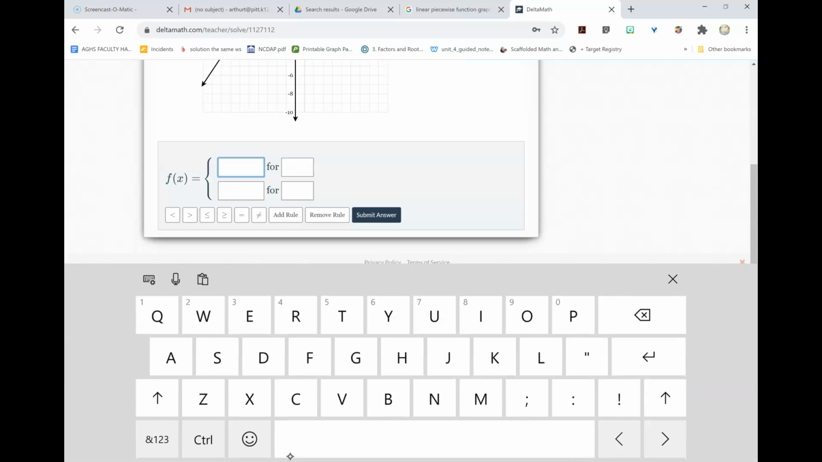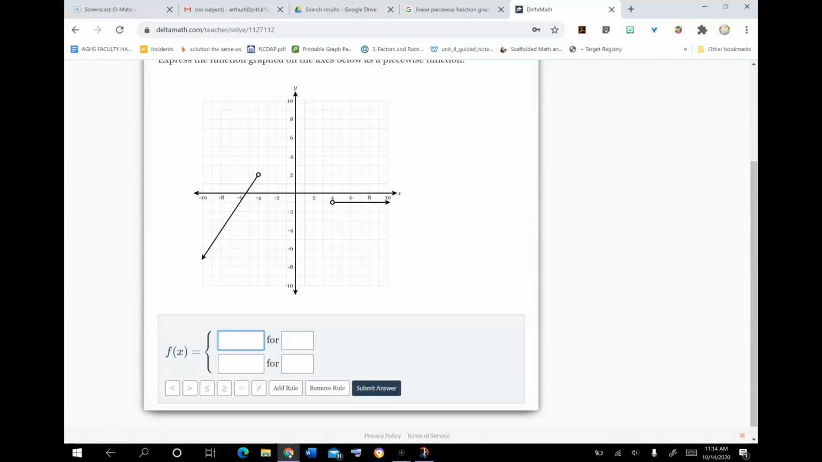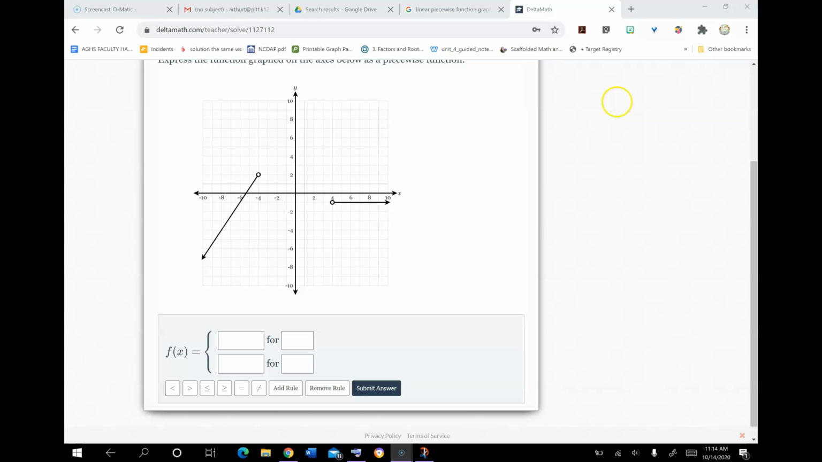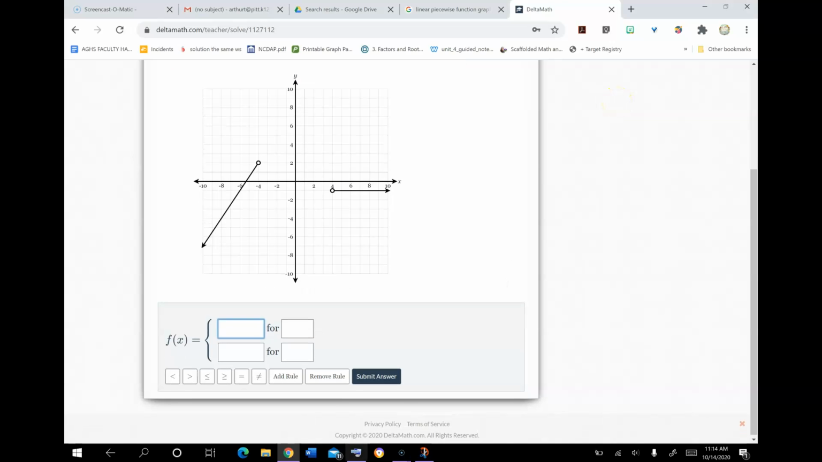So the first one was 3/2 x. Oh, let me get this handled real fast. I'm holding the computer, and it's getting a little warm. All right, minimize that. All right, here we go. So I would pull up... well, it doesn't have a keyboard, so I'm going to need this keyboard.